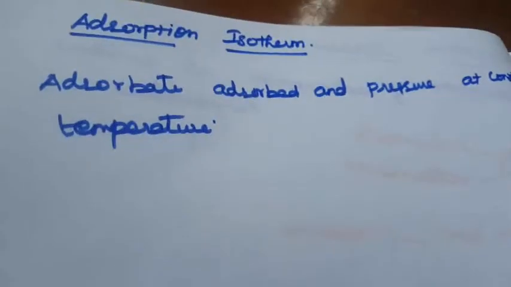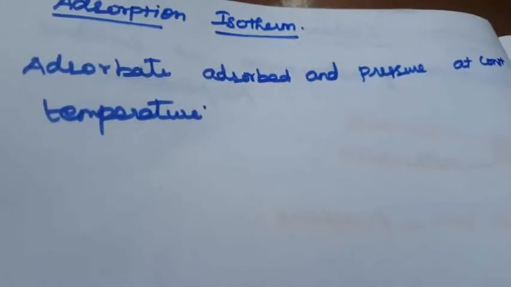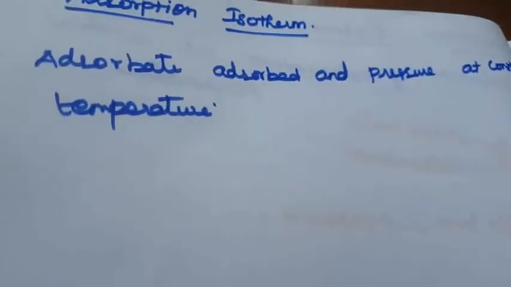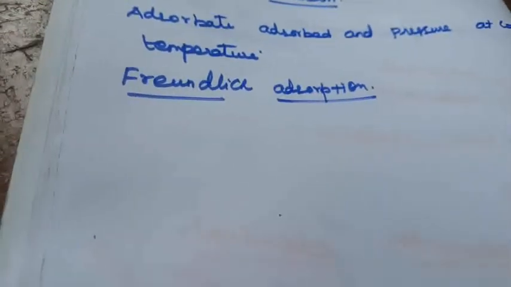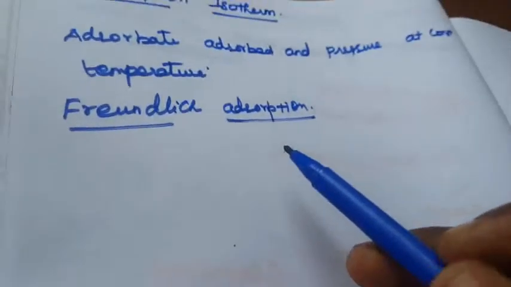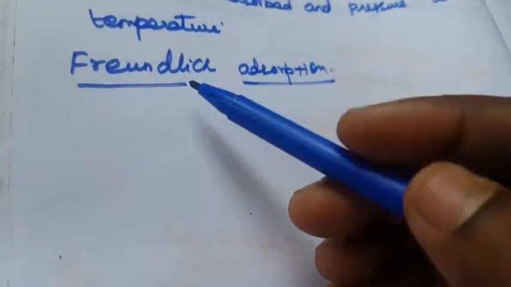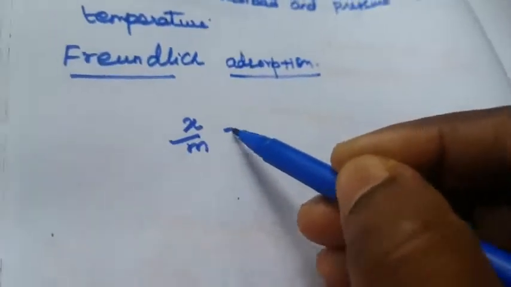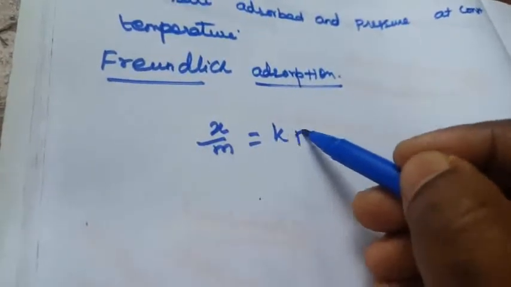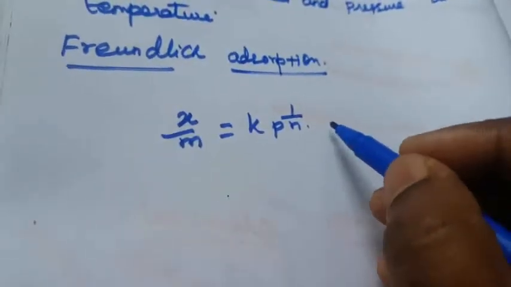Next we are going to see the adsorption isotherm. What is adsorption isotherm? It relates the adsorbate adsorbed and the pressure at constant temperature. Various isotherm equations were suggested, and out of these the Freundlich adsorption is explained here. According to the Freundlich equation, x by m equals K p power 1 by n. This equation is at constant temperature for a gaseous molecule.